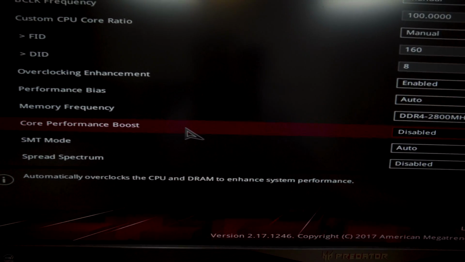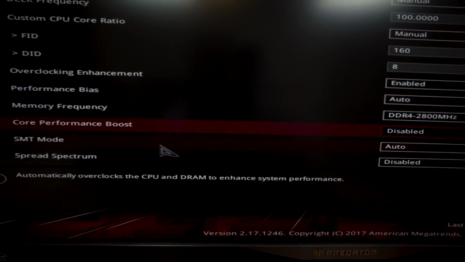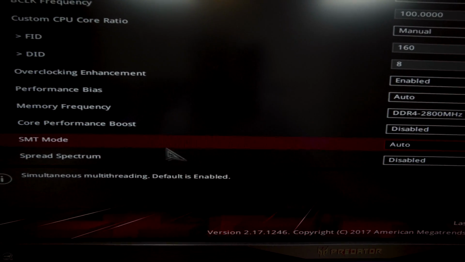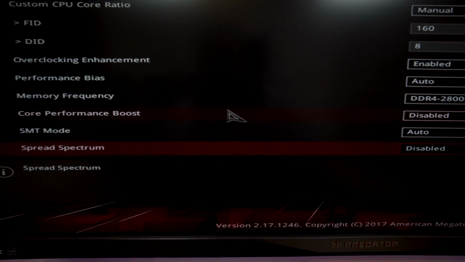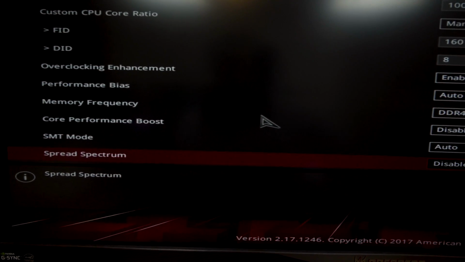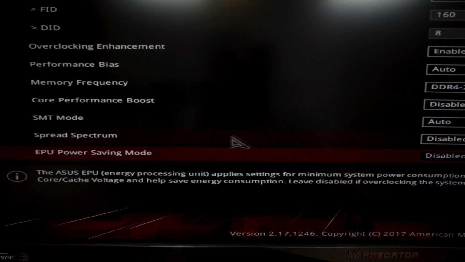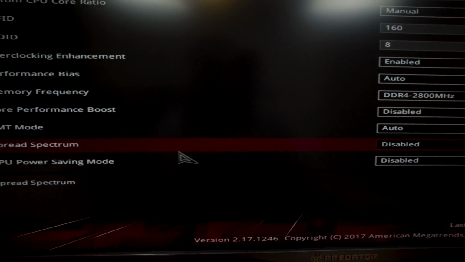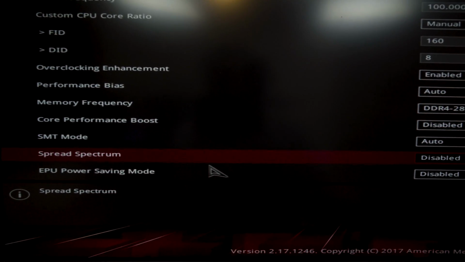Anyway, I digress. Core performance boosts, leave to disabled and SMT auto. Now, spread spectrum is something that you want to disable. Spread spectrum is about reducing electrical noise and interference as it's piping information around the CPU. And it literally does what it says. It extends the bandwidth that particular signals are using.